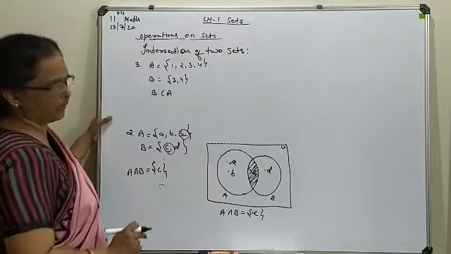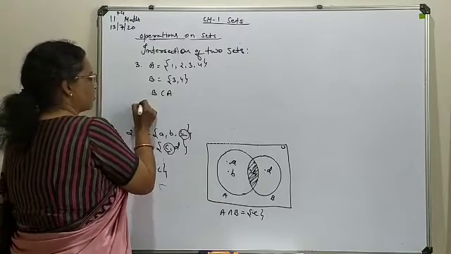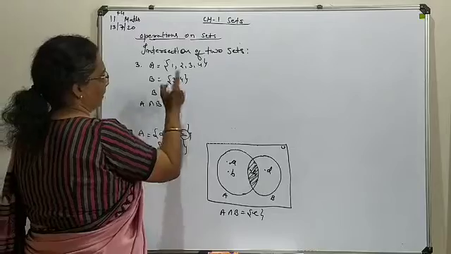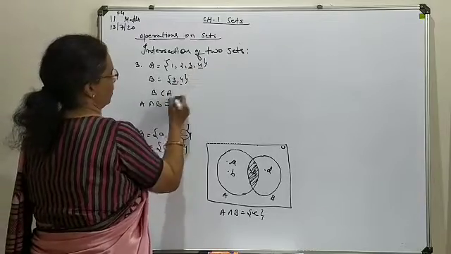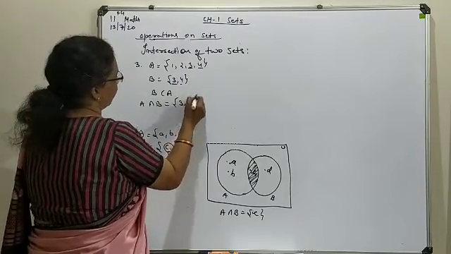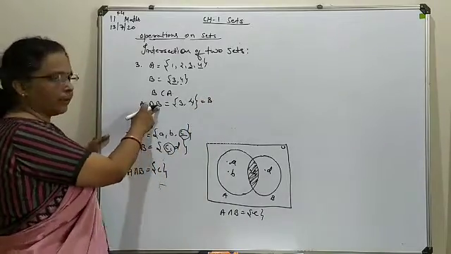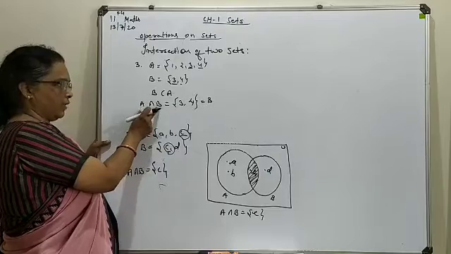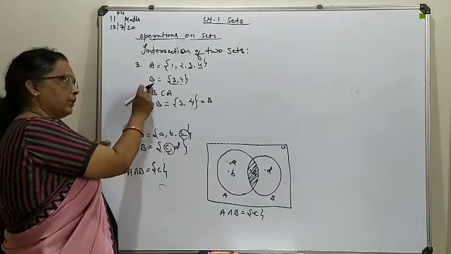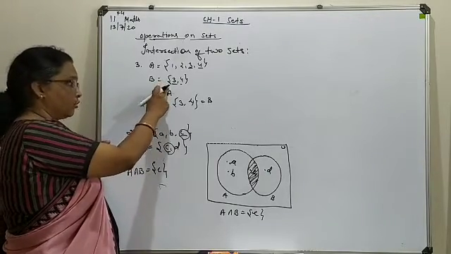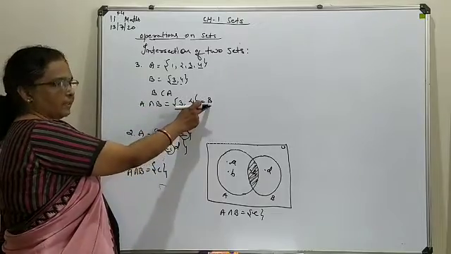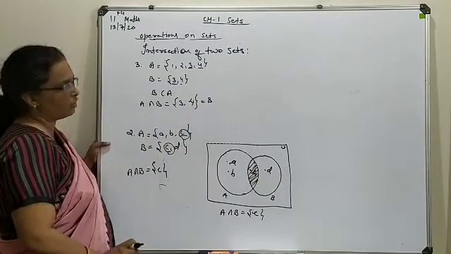So when you are going to write A intersection B, at that time common elements are to be listed out. So it will be 3 and 4, and 3 and 4 is nothing but B itself. So when the smaller one is a subset of the larger one, at that time the smaller set will come out as the intersection solution.